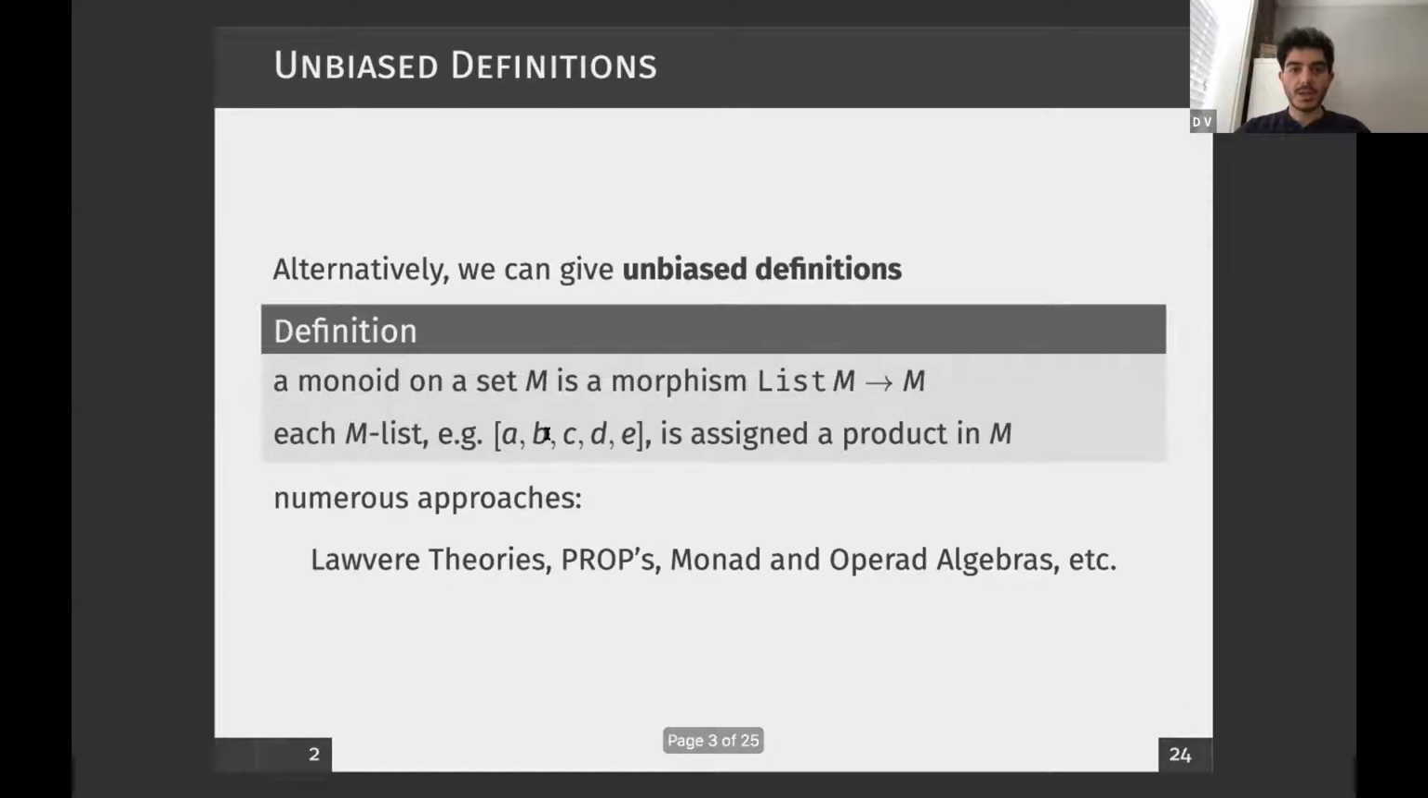So for each list in M, a comma b comma c comma d comma e, you assign its single product in M. This world of unbiasedness has a lot of different formulations. There's many different categorical technologies used to describe them: Lawvere theories, props, monad and operad algebras, etc. In this work, we'll be focusing on operad algebras.